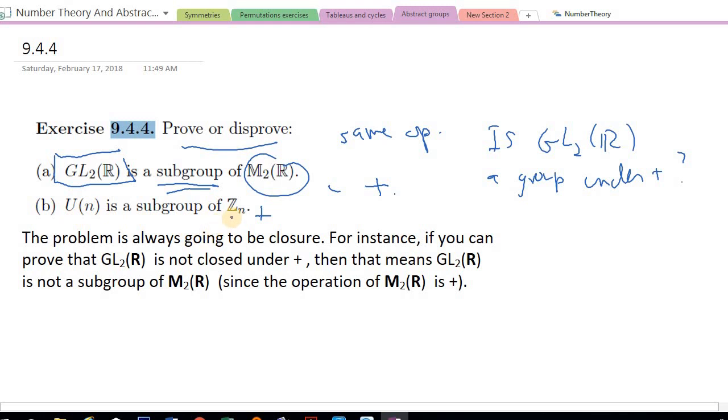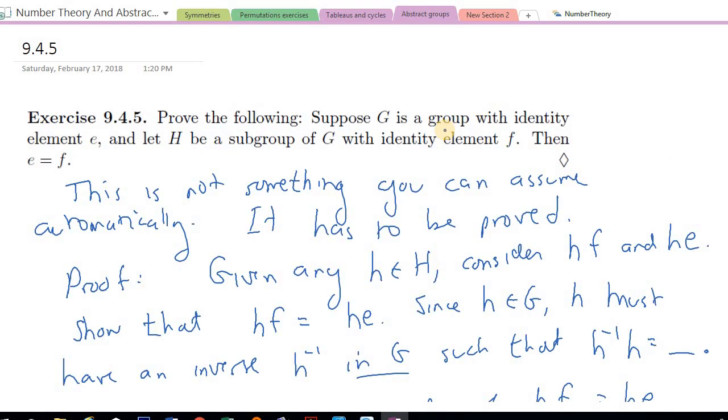So the thing is that when you're doing these problems, the operation you need to look at is addition. Even though ordinarily these groups are thought of as multiplicative groups, we're asking whether they're subgroups of additive groups. So you have to look at these sets under addition, and you have to show that these sets are not closed under addition.